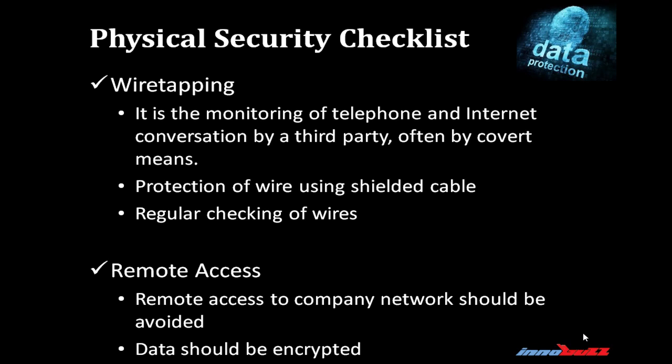Avoid wiretapping, because wiretapping is the monitoring of telephone and internet conversation by a third party, often by covert means. It is necessary to avoid it for the protection of wire by using shielded cable and regular checking of the wire. The mandatory part of the network is to avoid remote access to the company network, because it creates problems if your network is accessed from outside. Data should be encrypted so that sniffing does not affect it.